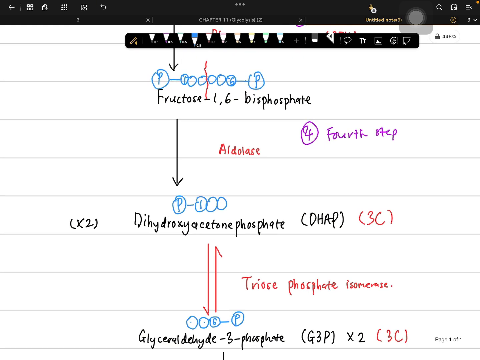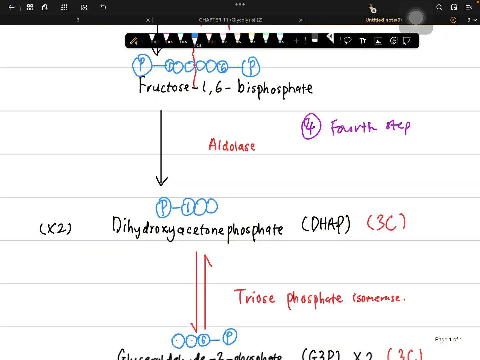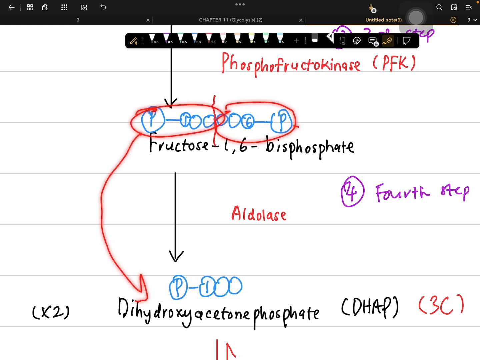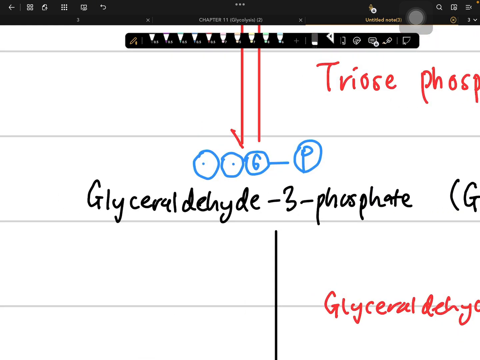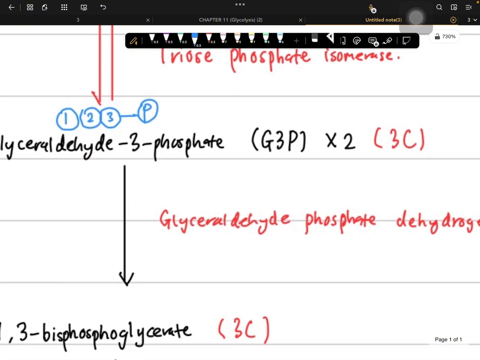So what happened at the fourth step is the fructose 1,6-bisphosphate is converted into the dihydroxyacetone phosphate DHAP, 3-carbon molecules. They are split into two. This side is the DHAP, and this side is the G3P. This is the first, second, third carbon, and then this is first, second, and third carbon. So this explains why the name becomes G3P, because this is the first carbon, this is the second, and this is the third carbon. The third carbon is attached to the phosphate group. So that's why we call it G3P.